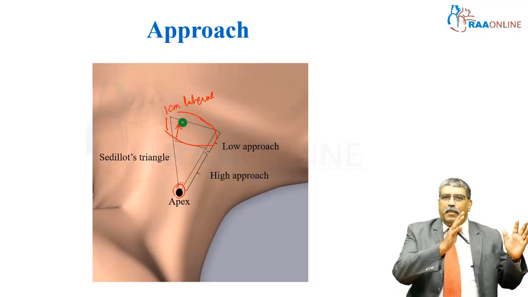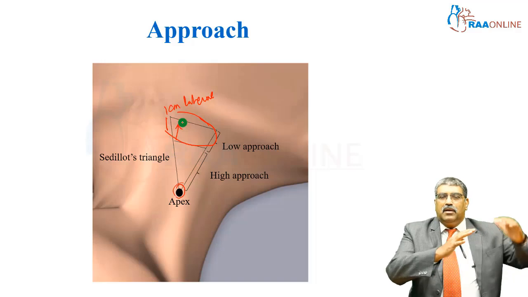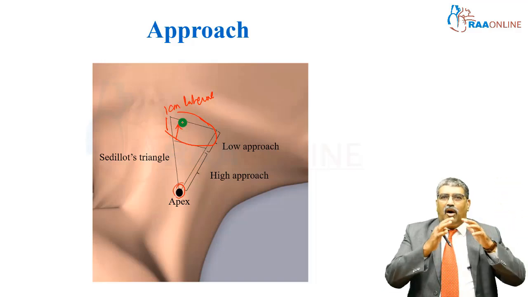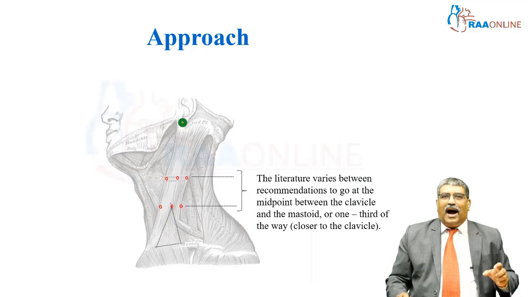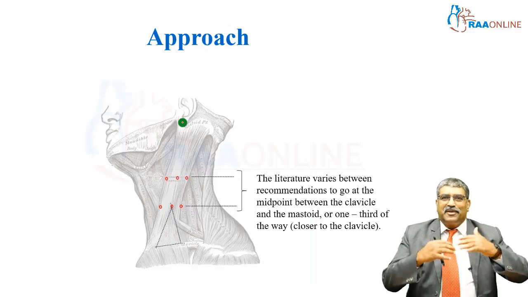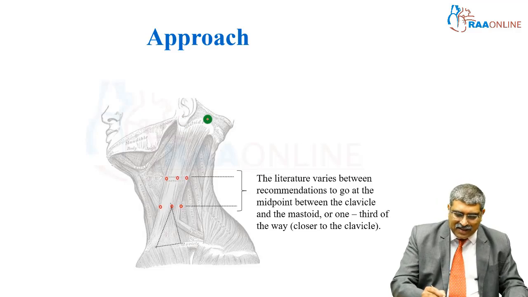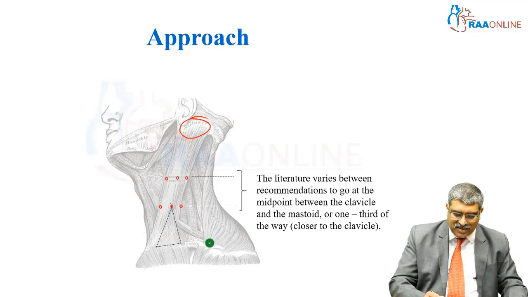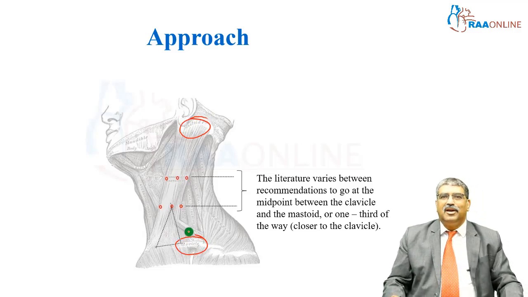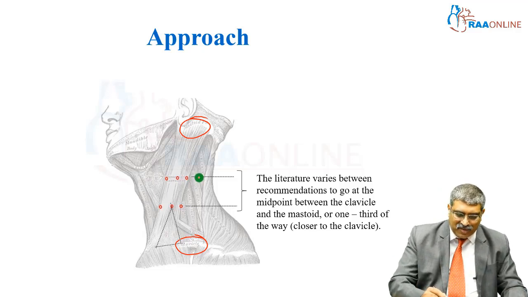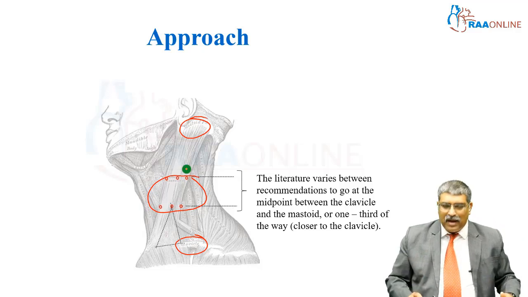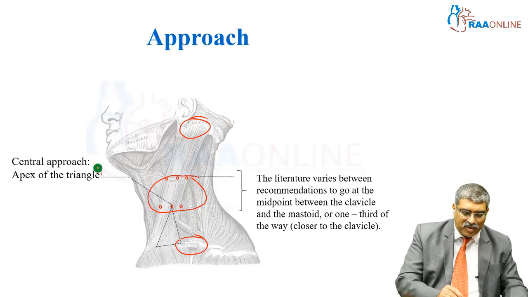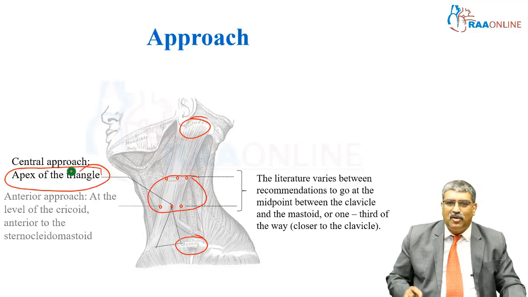So, it can be anterior, middle or posterior approach or it can be high or low approach. Another anatomical aspect with the approach is you can take the mastoid process and the clavicle. Usually literature says you have to cannulate the jugular in between these two parts. Take the middle part. And as I said earlier, central approach is the apex of the triangle.